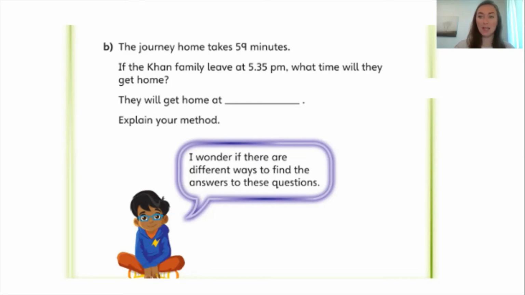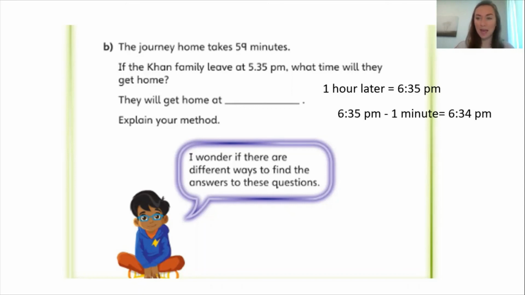Now, 59 minutes is really close to an hour, which is only 60 minutes. It's 1 minute difference. So we're going to use compensation to solve this problem. So 1 hour later, I'm counting on further than the 59 minutes, and I'll make that difference back in a minute. 1 hour later than 5:35 p.m. is 6:35 p.m. I've counted on too far though. I've counted on 1 minute too far because I counted on 60 minutes rather than 59. So I'm going to subtract that additional minute to leave me with 6:34 p.m.